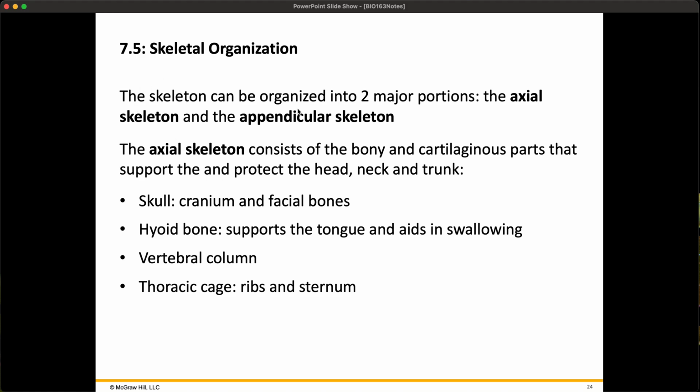So the skeleton can be organized into two major portions, your axial and appendicular skeleton. Like I said, the axial is the axis. It's the central channel. It's mostly your skull, hyoid bone, which is one in your throat that sits just above the trachea, the vertebral column, and your thoracic cage, the ribs and sternum. So from your head all the way down your vertebral column to your tailbone, the hyoid bone in the throat, and then all of your ribs and your sternum. It does not include the clavicles and the shoulder, the scapula, or the hips. Those are all appendicular.